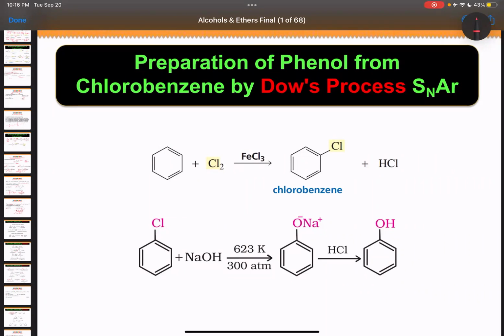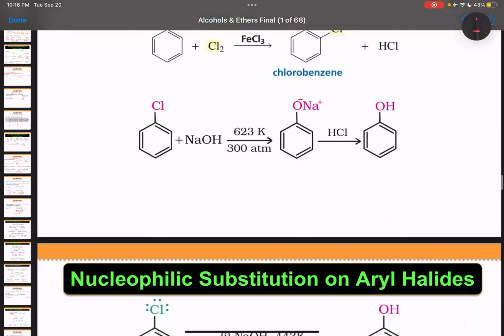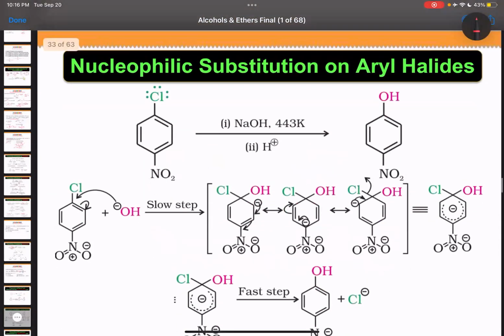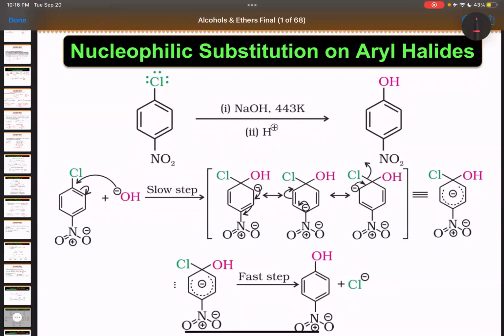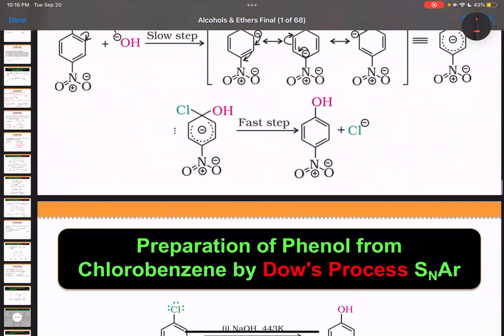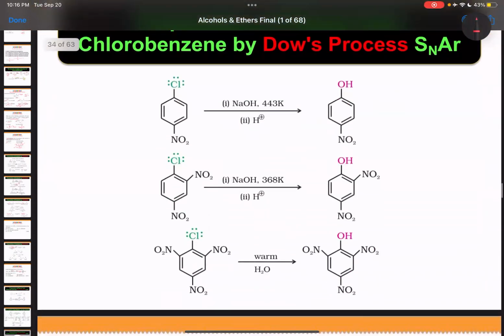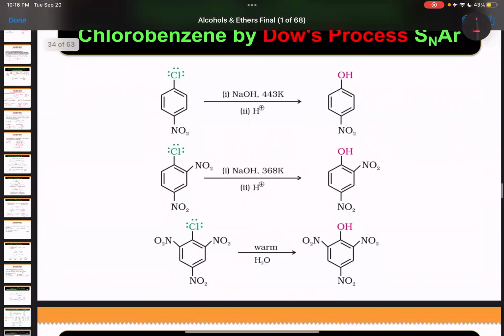In Dow's process you can use NaOH. And what about this one? The more NO2 groups you have, the faster it is going to make the reaction. That's what we discussed. So I hope this is clear, right?